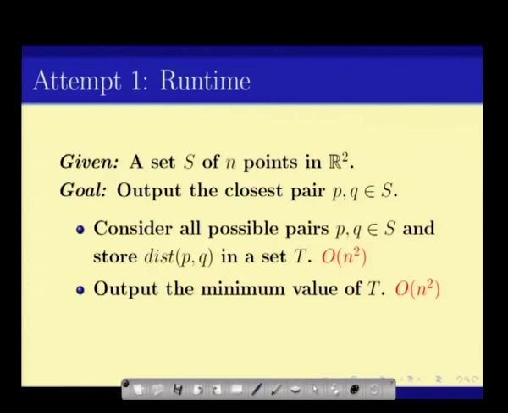So, T has order n square values. So, finding the minimum will take order n square, and thus the total runtime is order n square. Now, again, just like in the case of finding the minimum distance in a line, we have a naive algorithm, or a simple algorithm, that takes order n square steps, and the question is: can we obtain a better bound? Can we obtain something like n log square n or n log n?